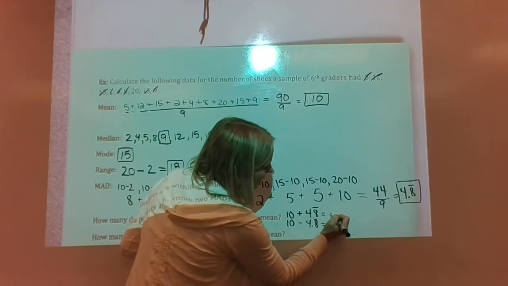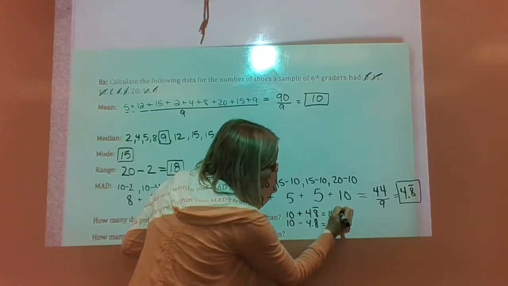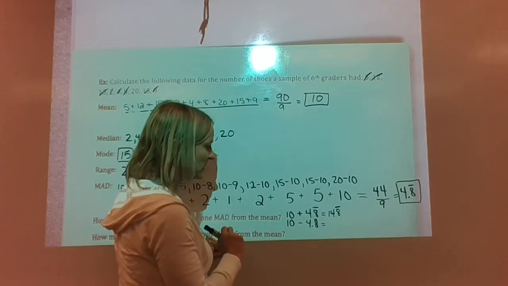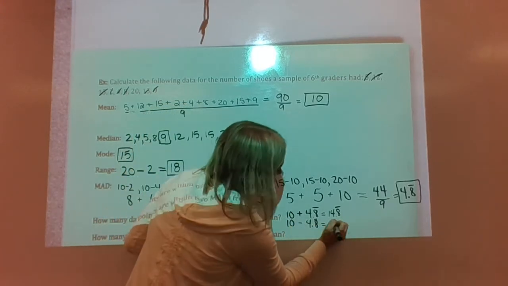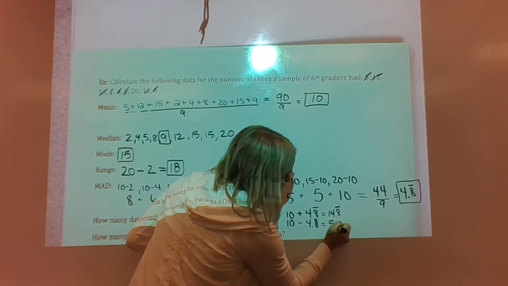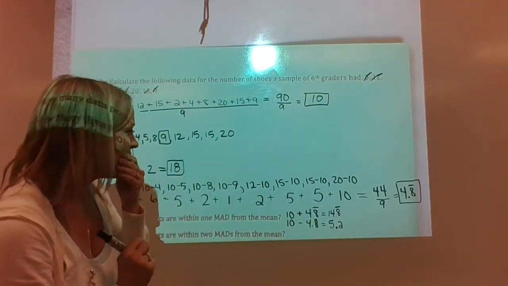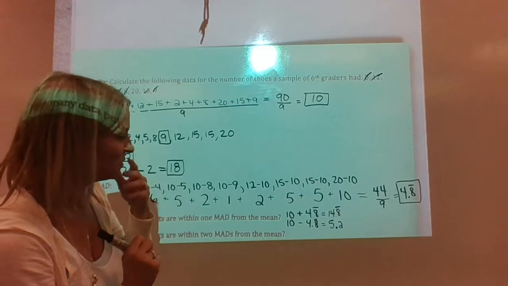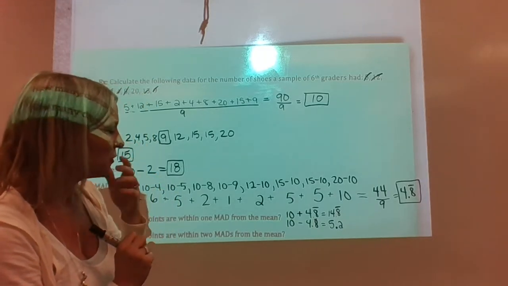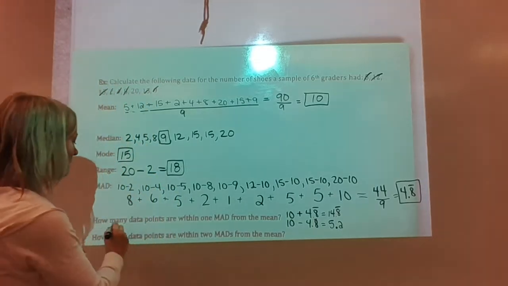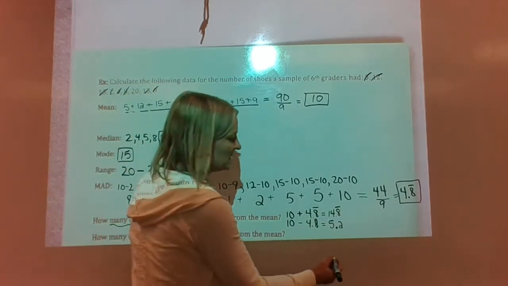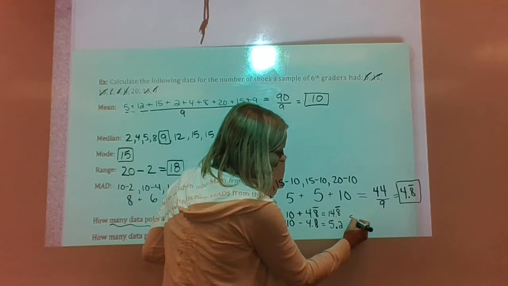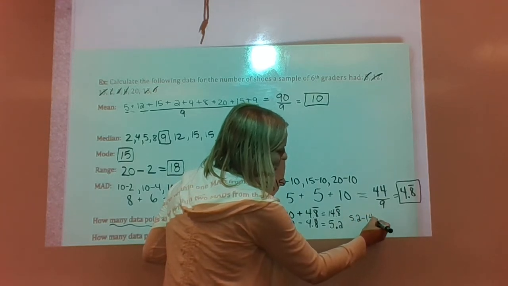So when I add it, I get 14.8 repeating. And when I subtract it, I get 5.2, roughly, I'm rounding there. I'm thinking of it as 4.8, maybe 5.1. Either way, we want to know how many data points are within that 1 MAD. So we want to know how many data points are between 5.2 up to 14.8.